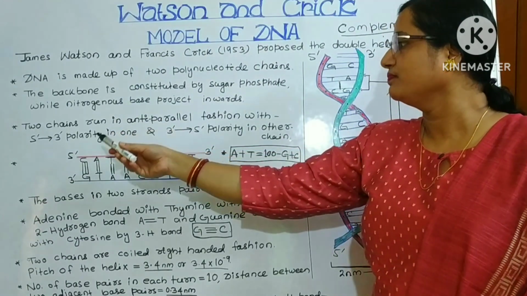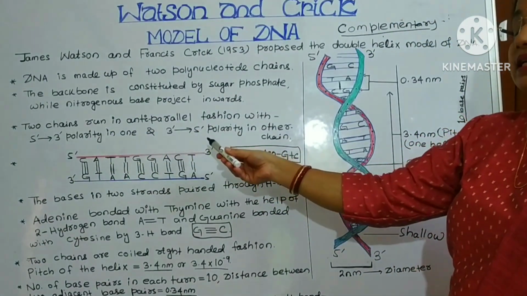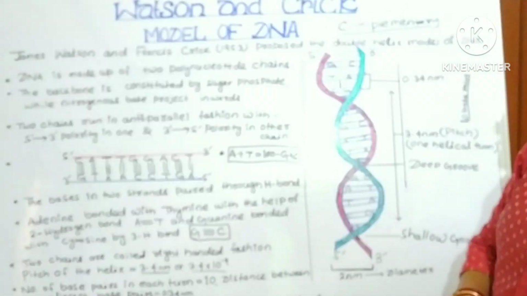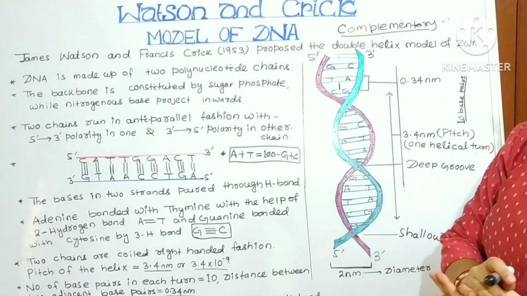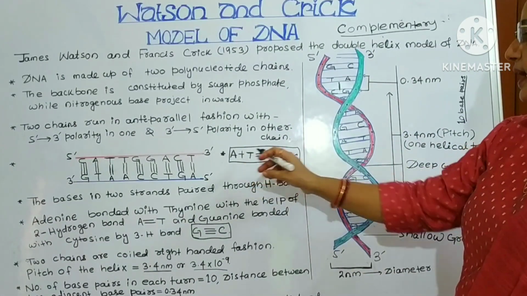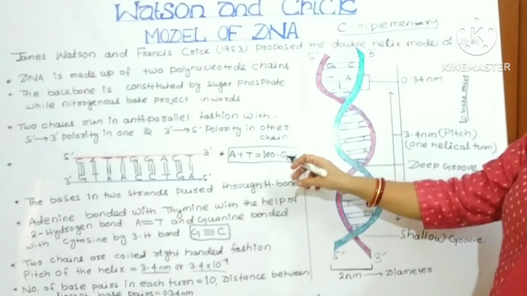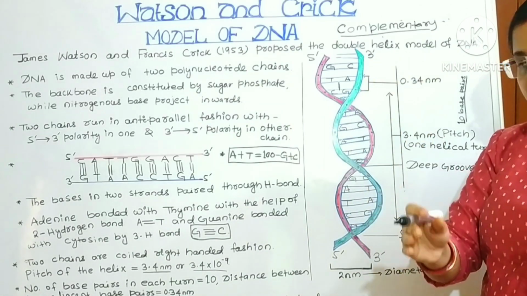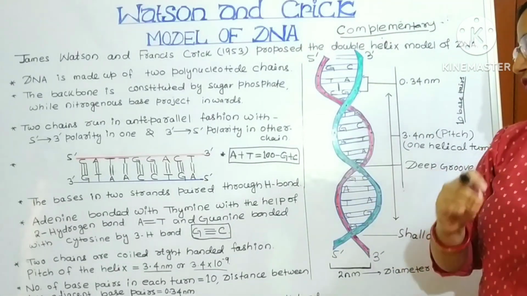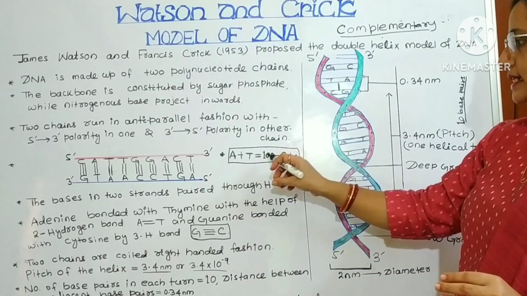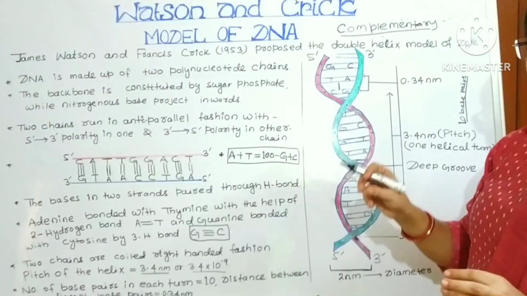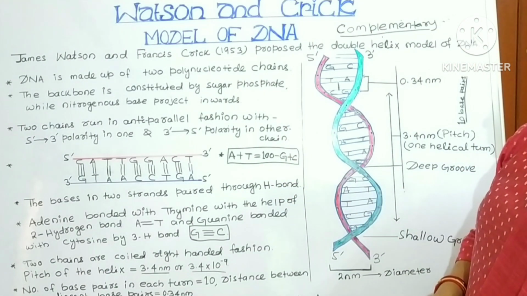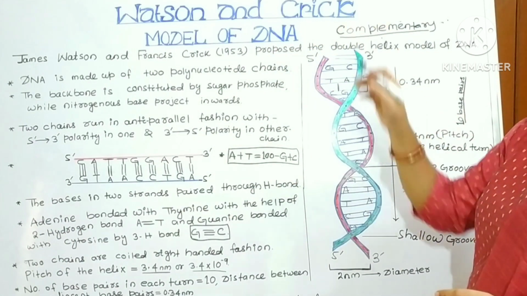With 5 dash to 3 dash polarity in one and 3 dash to 5 dash polarity in the other chain. Okay, and another thing is we can calculate the percentage of nitrogen bases by this formula: A plus T is equal to 100 minus G plus C. It means A plus T is 50%, G plus C is 50%. We can calculate the percentage of nitrogen bases through this formula, which is proposed by Watson and Crick.